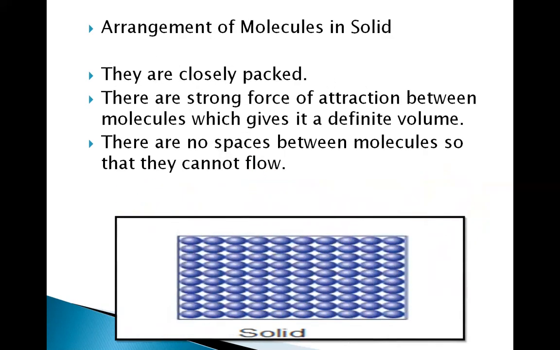Now, what makes them solid? That's their arrangement of molecules. Let's see what it actually is. The arrangement of molecules in solids is very closely packed or tightly packed. The strong force of attraction between the molecules gives them a definite volume. As you can see in the picture, there is no space between molecules, so they cannot flow. That is the reason they have a fixed shape.